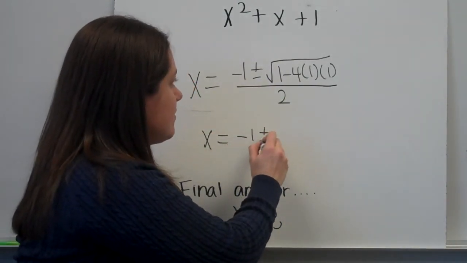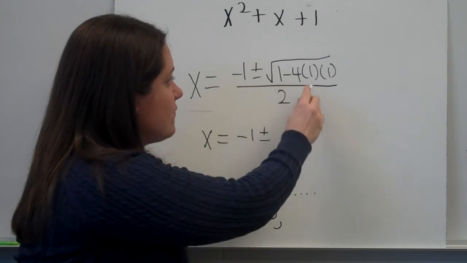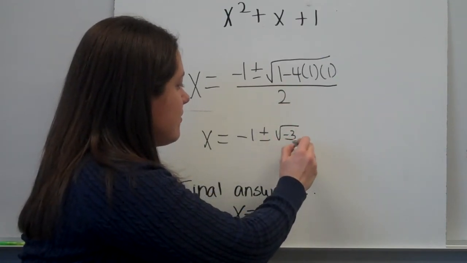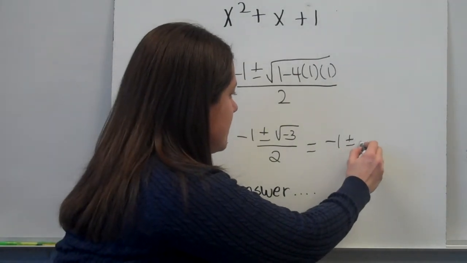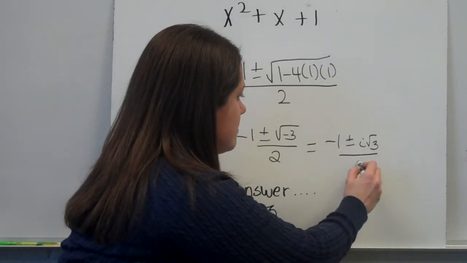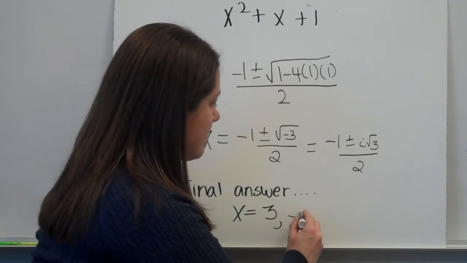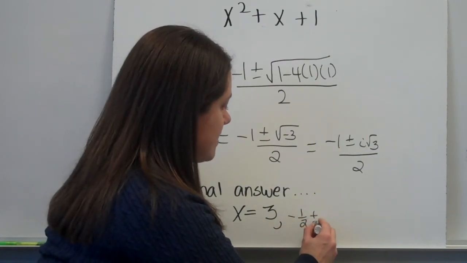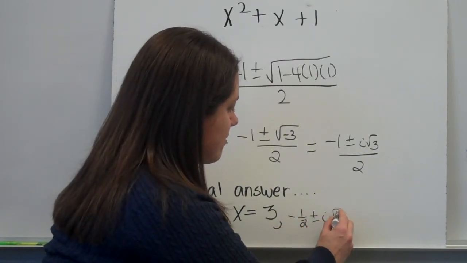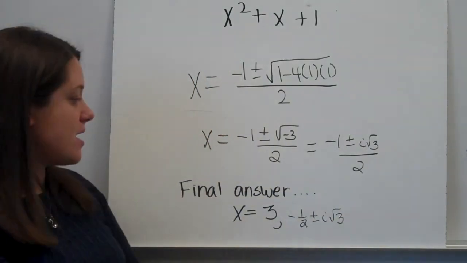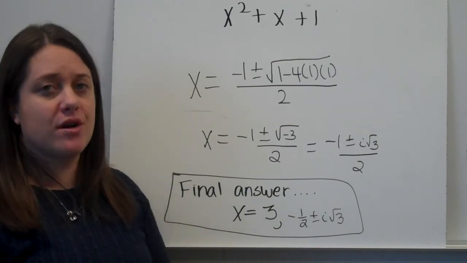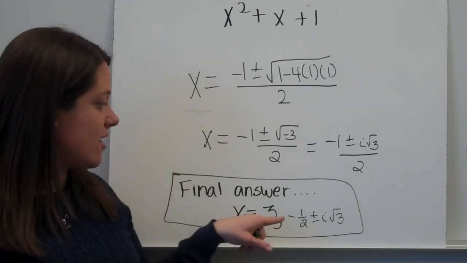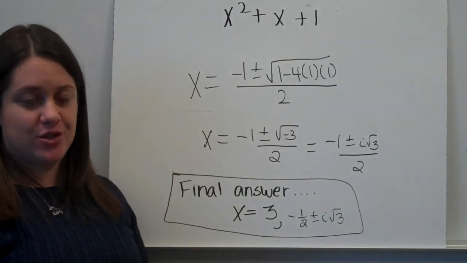So I have -1 plus or minus the square root of 1 minus 4, which is going to be -3, over 2. That's going to be -1 plus or minus i root 3 over 2. So my other roots are -1/2 plus or minus i root 3 over 2. So there is my final answer. It was x to the third. I had 3 solutions. I have 1 real and I had 2 imaginary.